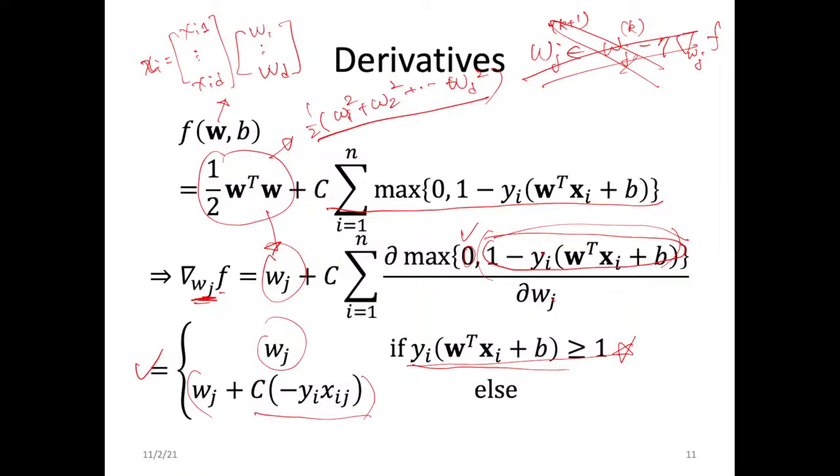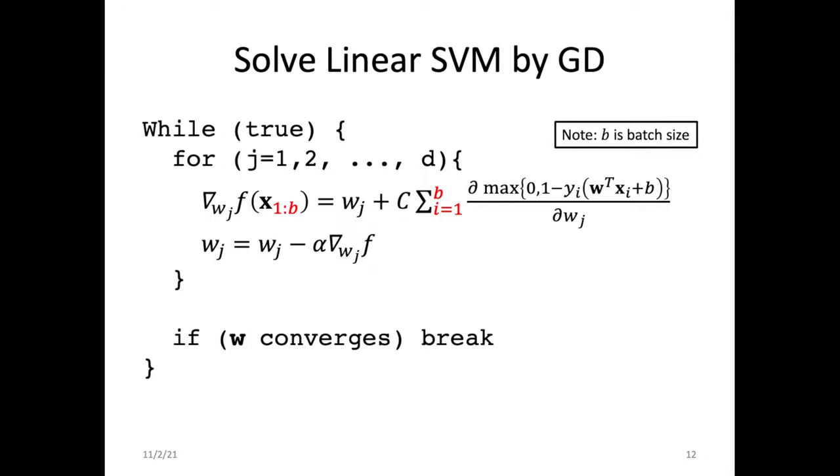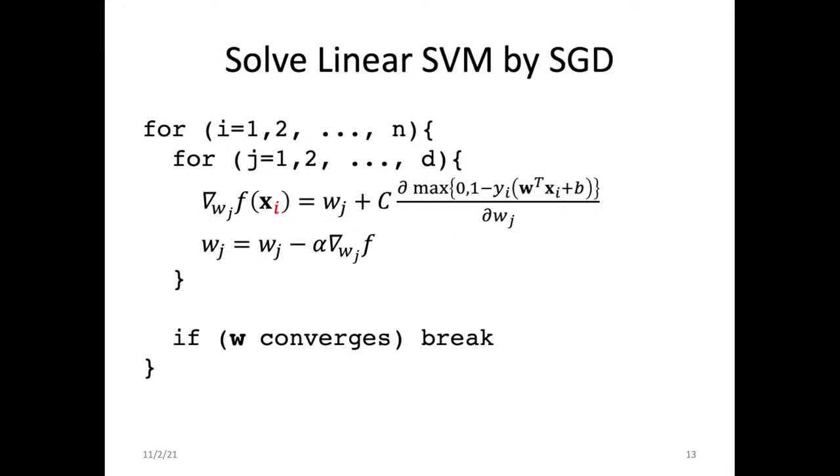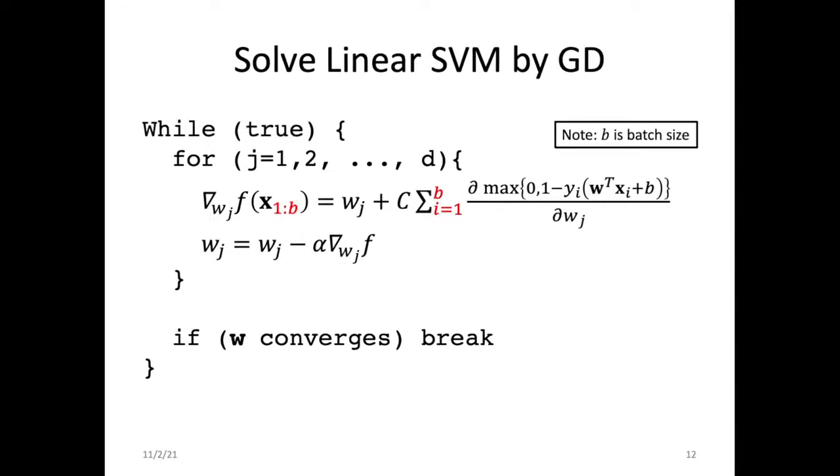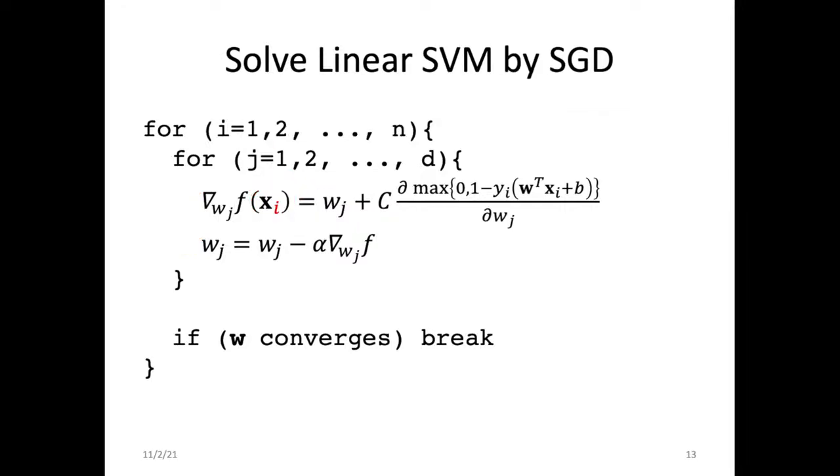So anyhow, now you can solve the linear SVM based on gradient descent or stochastic gradient descent. Okay, so this is the pseudocode of gradient descent and stochastic gradient descent. You compute the gradient based on these instances and update the W. Or you can compute the gradient based on a single xi and update the w's.